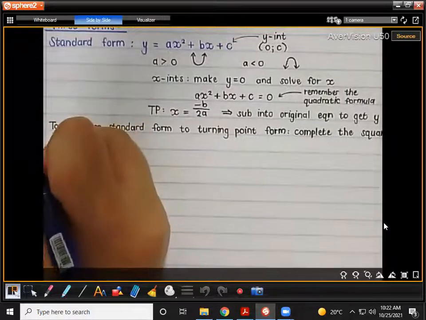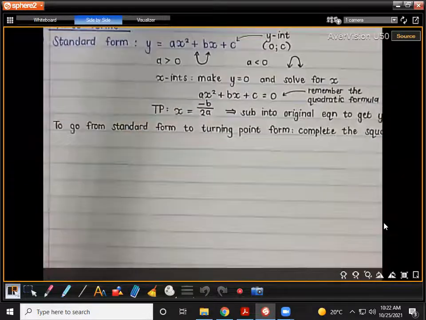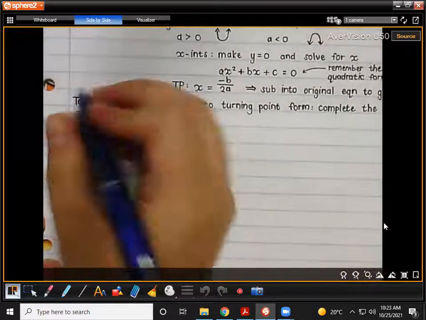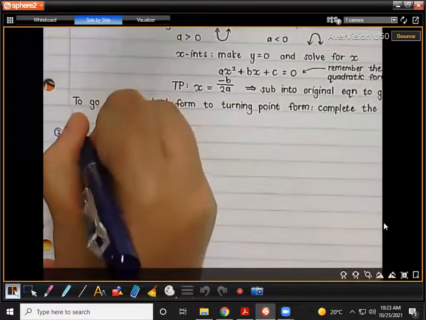The second form is turning point form. So number 2, turning point form.